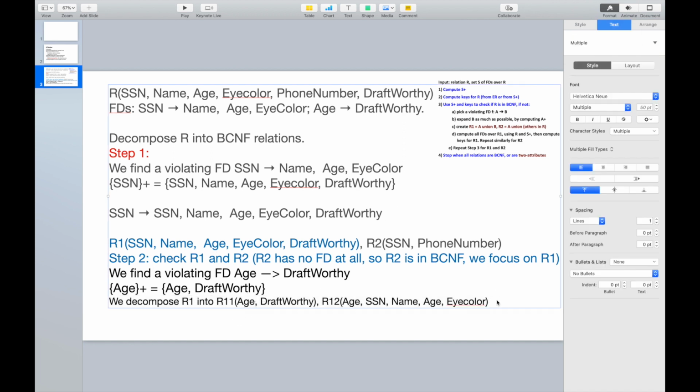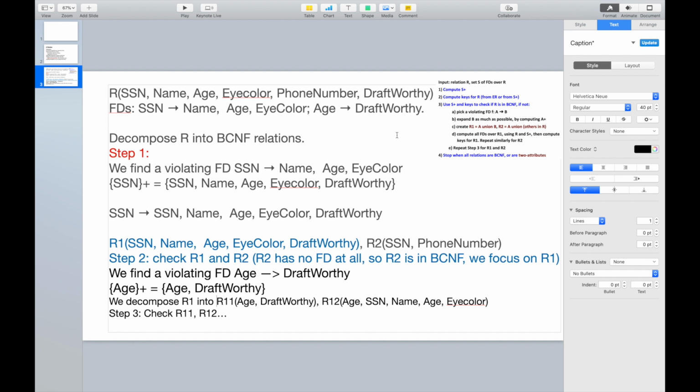So this is step 2. Should we stop here? According to the algorithm, the answer is no. We need to further check R11 and R12 as well. So therefore, we have step 3, R11 and R12. You can do it by yourself, and we can find that R11 and R12 are both in the BC normal form, and we will stop.